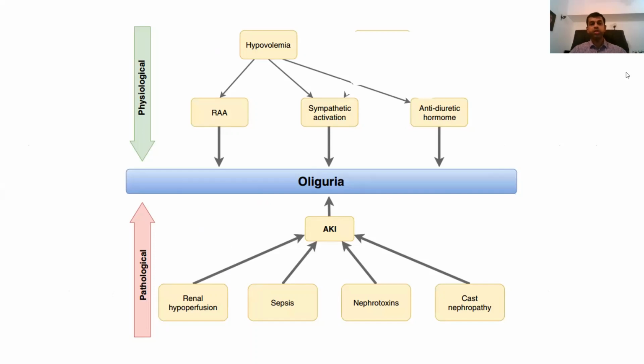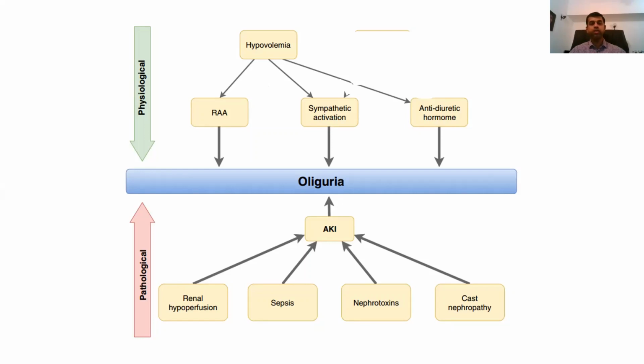What I mean by physiological is that the problem is not actually in the kidney, but somewhere else in the body. And physiologically, the body tries to adapt to these changes, which results in oliguria. So the commonest cause you would know would be hypovolemia for this. And there are different mechanisms that get activated in the body to cause oliguria.